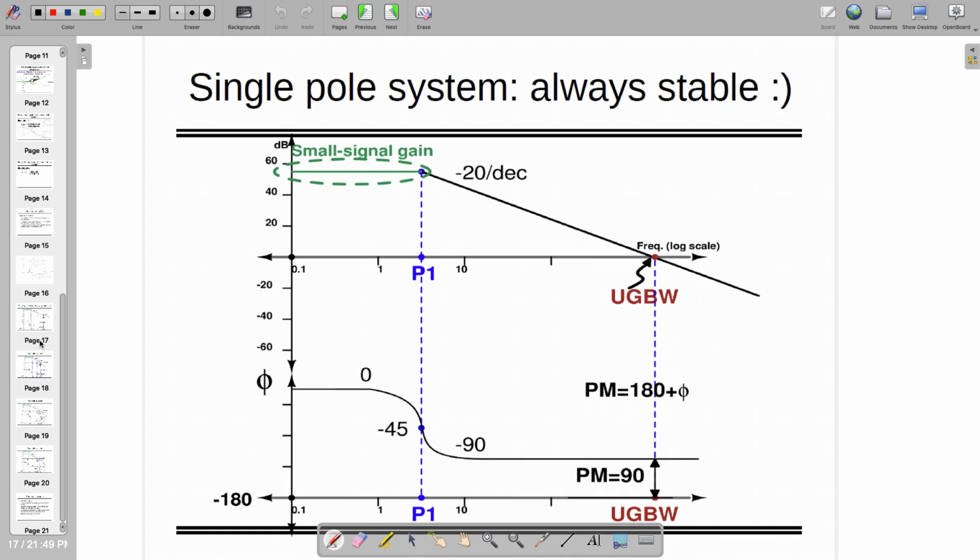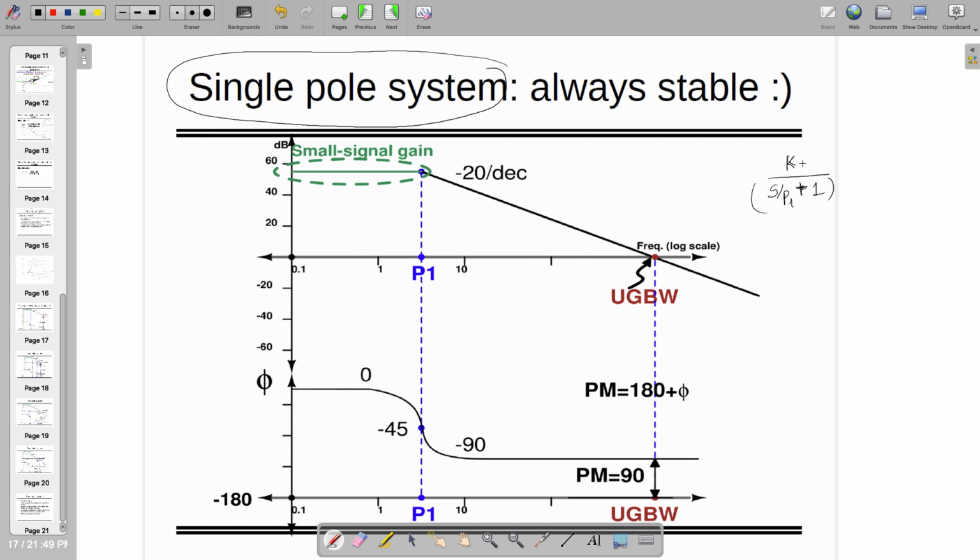Let's look at a system where there is a single pole system. There is only one single pole, and its transfer function is like this. So there is one frequency. Here P1 is written, so let's write down P1, right?